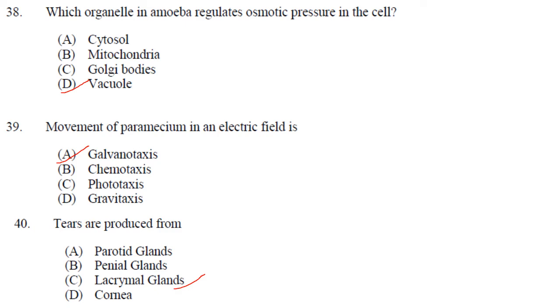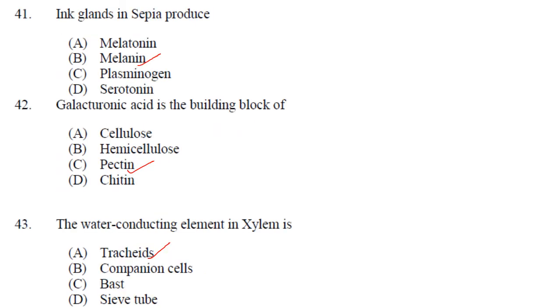Answer is option A. Then tears are produced from lacrimal glands. Answer is option C. Then ink glands in sepia produce what is called melanin. Answer is option B. Galacturonic acid is the building block of pectin.